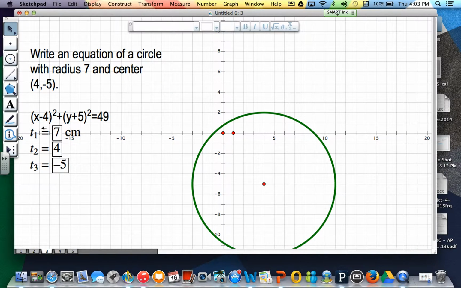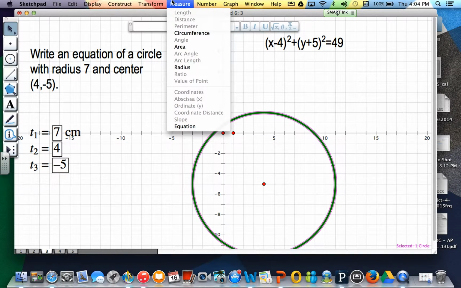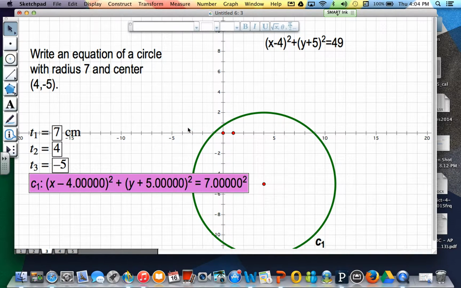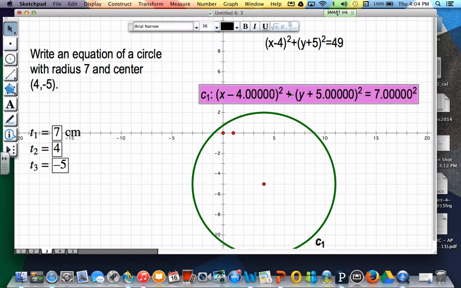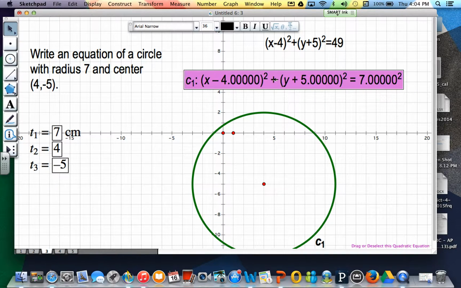Boom! I'm willing to put down big money that when I ask the computer, hey circle, what's your equation? Sketchpad is going to tell me the same thing. And look, it does. That's powerful.